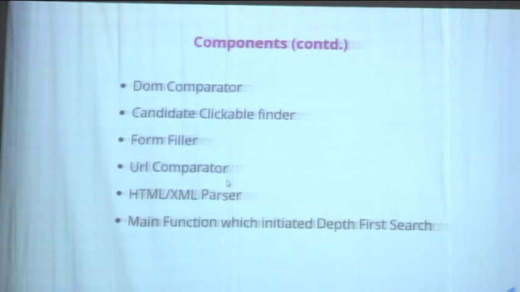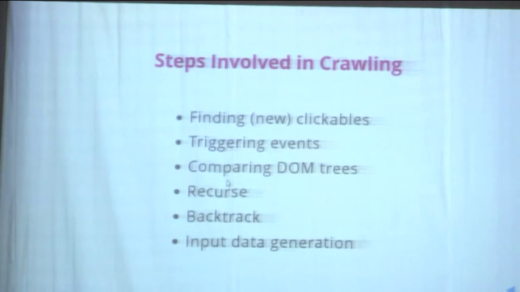There are parsers, and so what are the steps involved in crawling? First thing is to find the new clickables. As you get the clickables, try to do that event. After doing that event, you find the DOM tree. So compare it with the previous DOM trees you have encountered in the state machine. If it matches, then it's not a new state. If it's a new state, then keep on exploring.